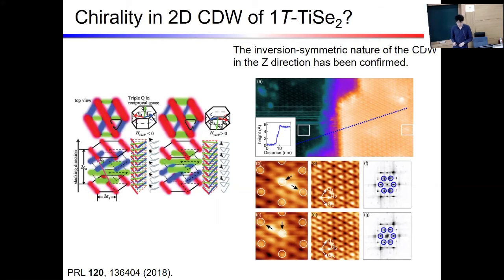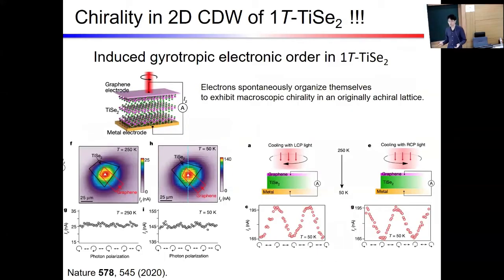But surprisingly, later another group, very recently this year, reported a very nice example of these chiral properties, in which they use circularly polarized light to measure the optical response. Basically, they measured optical transport. So they make this kind of structure using a thin flake on top of a substrate. Then they shine the light and measure the photocurrent.